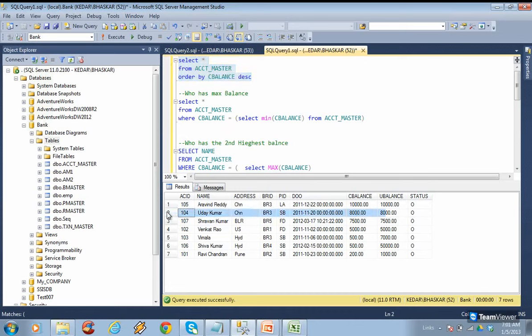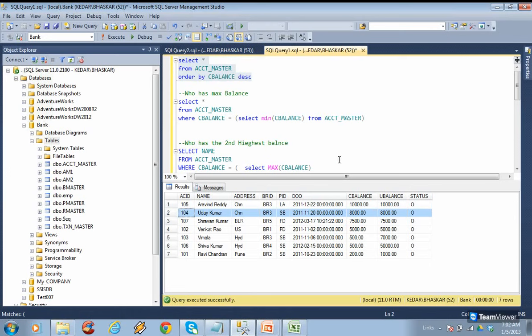This is the query. But if somebody asks tomorrow who is the person who is having the 10th highest, 20th highest, 100th highest, then finding the maximum balance, and less than that again finding the maximum balance, and less than again finding the maximum balance will give you lots of issues. So we have to find an easier way.